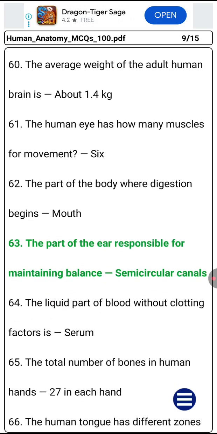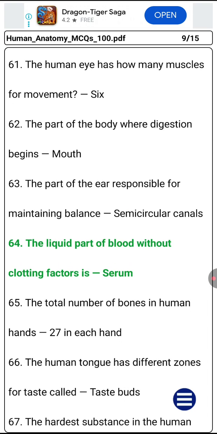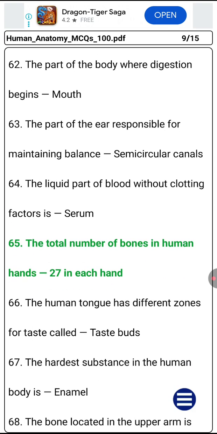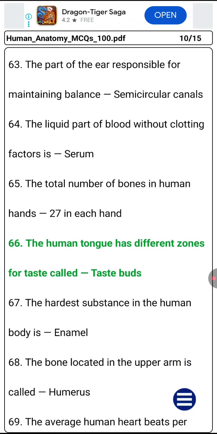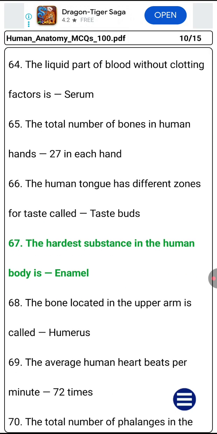63. The part of the ear responsible for maintaining balance, semicircular canals. 64. The liquid part of blood without clotting factors is serum. 65. The total number of bones in human hands, 27 in each hand. 66. The human tongue has different zones for taste called taste buds. 67. The hardest substance in the human body is enamel.